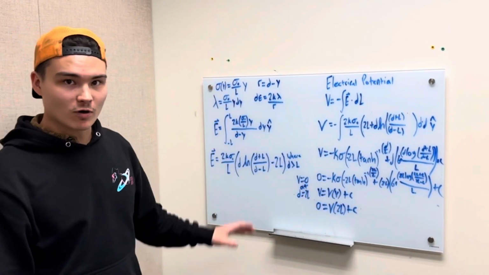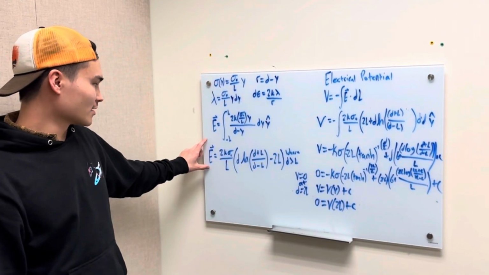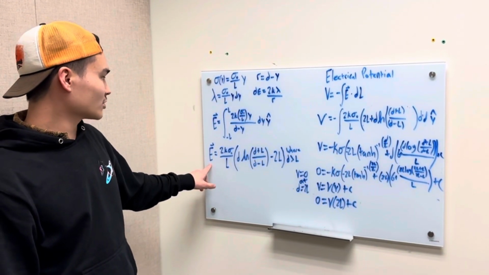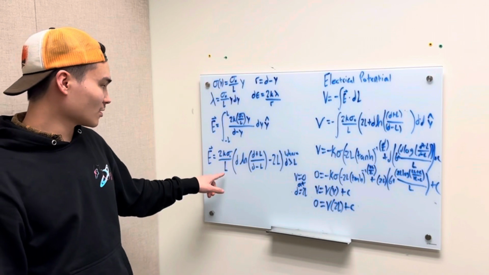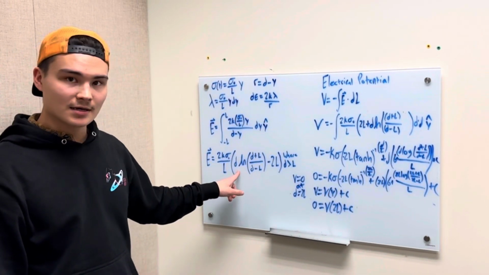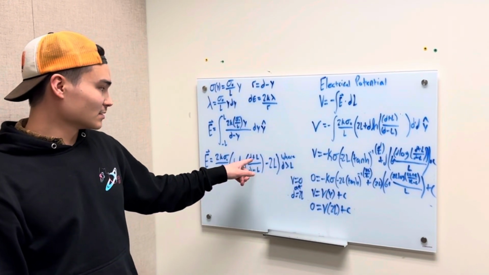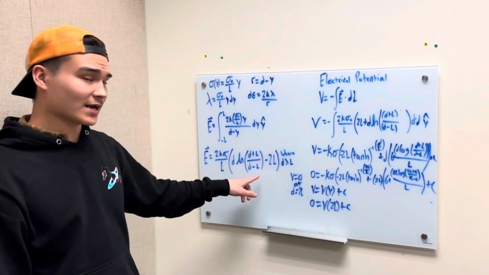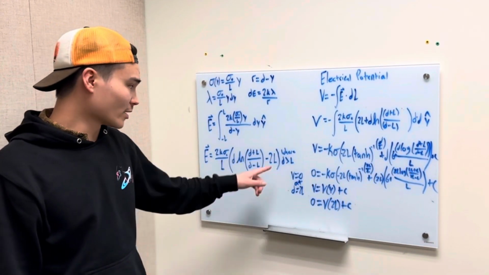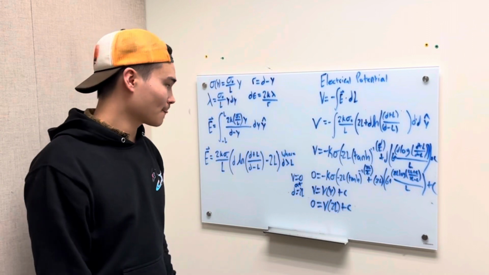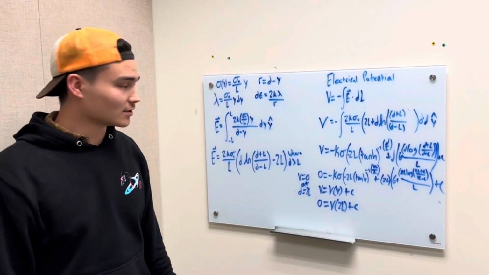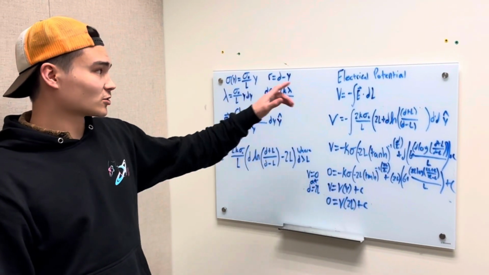So we plugged that into Wolfram, and it gave us this equation right here. So our electric field is 2k sigma naught over L times d natural log of (d plus L) over (d minus L) minus 2L, where d is greater than L. So now that we found the electric field, we need to find the electric potential.